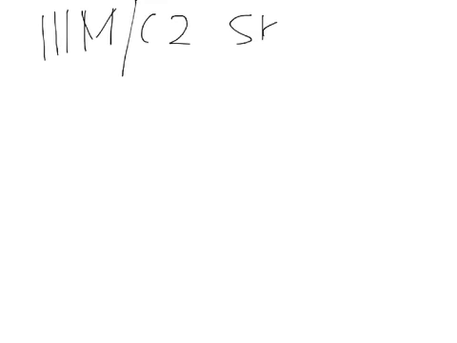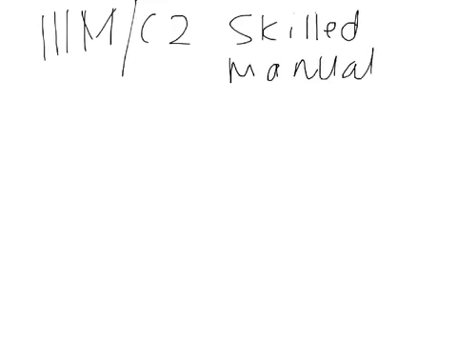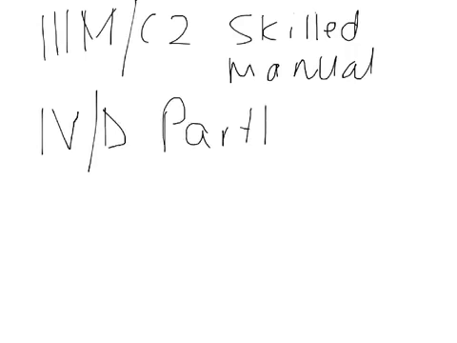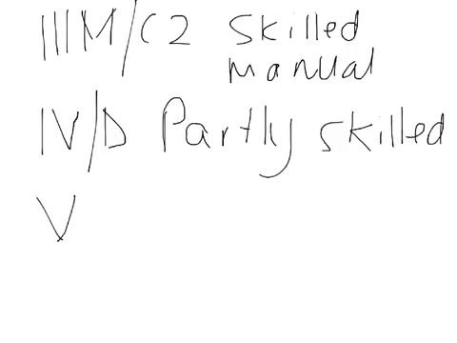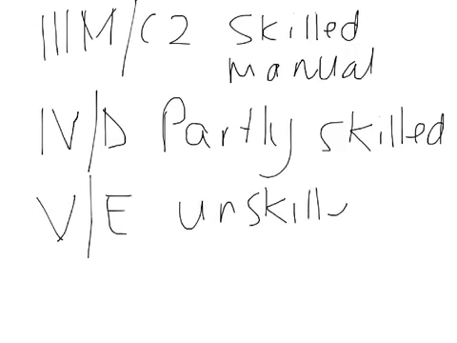Okay. The next one we look at is 3M, and this is C2, which is again skilled, but this is skilled manual work. So things like, for instance, a plumber might fall into that. Then we look at 4, which is D, which is partly skilled. Do excuse my writing, but remember I'm trying to write on a screen with my finger. And then we've got 5, which is E, and that's unskilled.